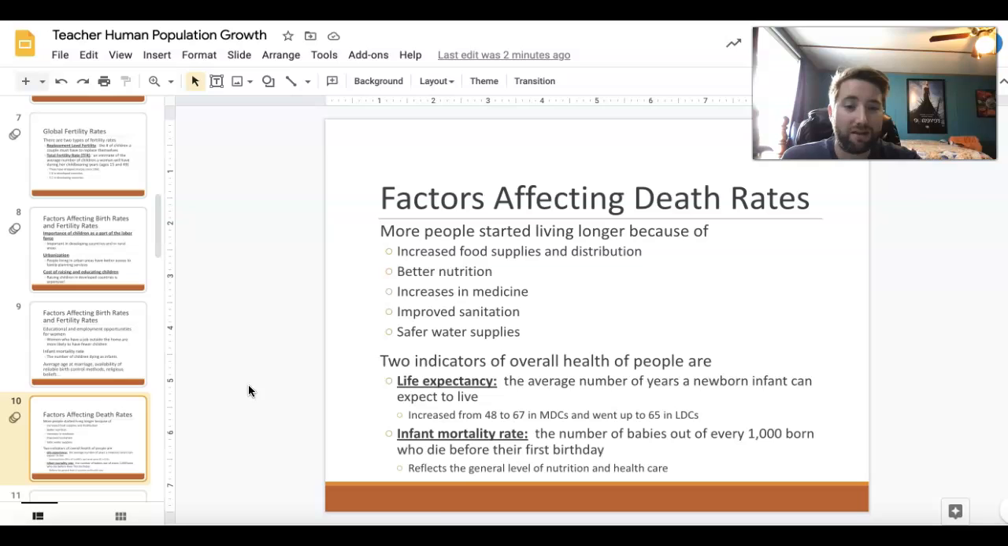We have increases in medicine, sanitation. We have safer water supplies. You're less likely to die now from dysentery or some crazy disease that you get from drinking contaminated water.